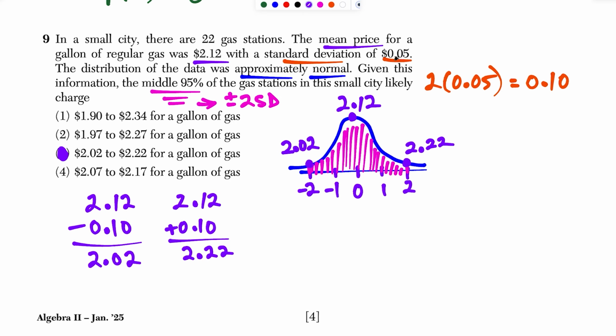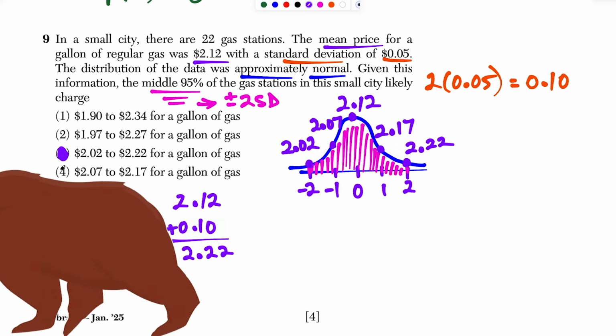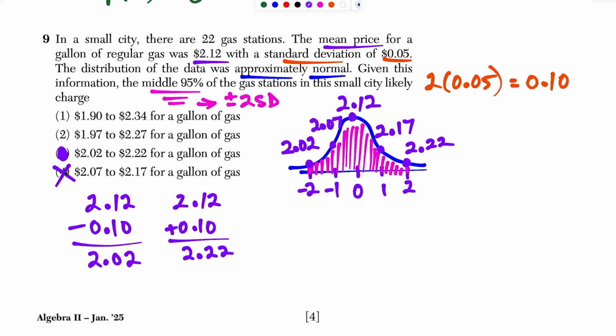Since 1 standard deviation was just 5 cents, if I add 5 cents to 2.12, I would have 2.17. And if I subtract 5 cents, I would have 2.07. And this would tell us the range of values from plus or minus 1 standard deviation. So this answer choice over here is a very dangerous bear trap, okay? Just make sure you're very careful here and make sure that you're finding plus or minus 2 standard deviations.